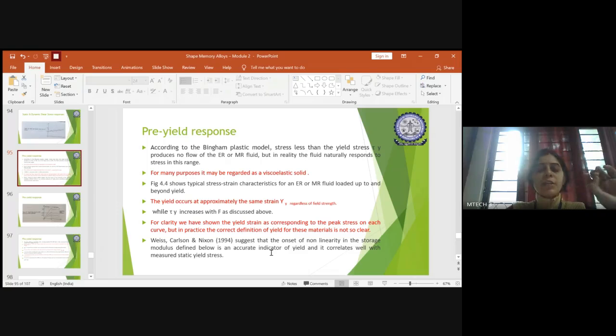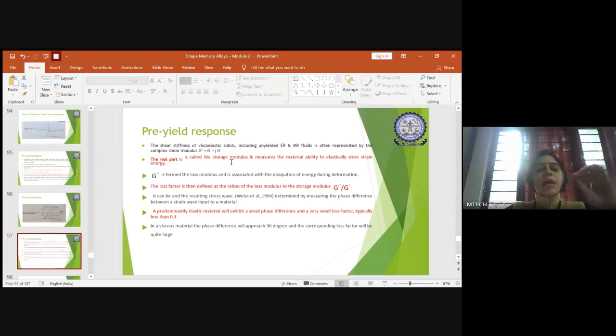If you have an accurate indicator, it can indicate the yield stress value and the ultimate yield value, and you can also correlate it with the yield stress values. This is what they claimed. Based on that assumption, they derived a small equation for the complex shear modulus. They said that when you assume the ER or MR fluid to be a viscoelastic solid, it will also have unyielded stress. This unyielded stress is represented by the complex shear modulus.